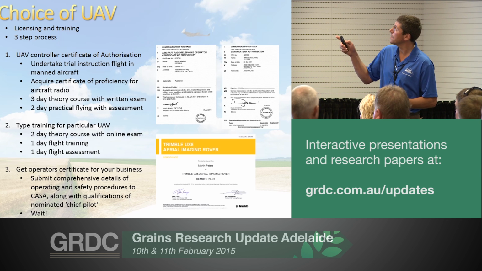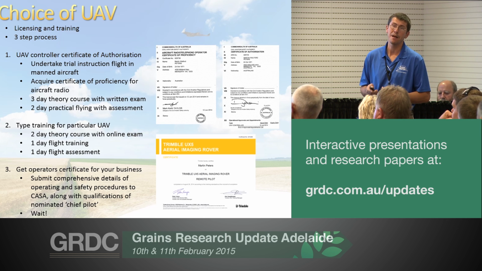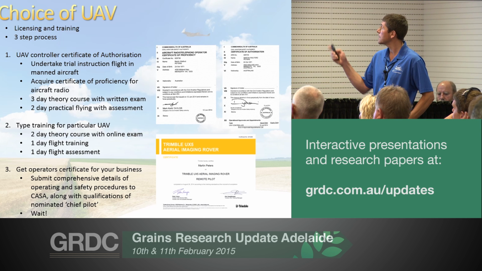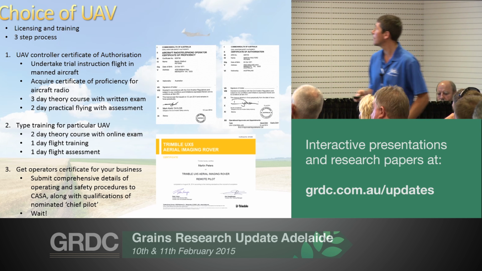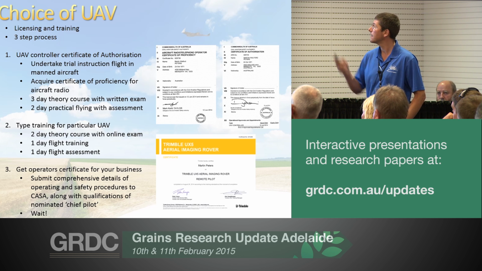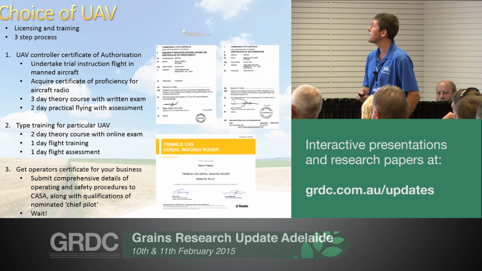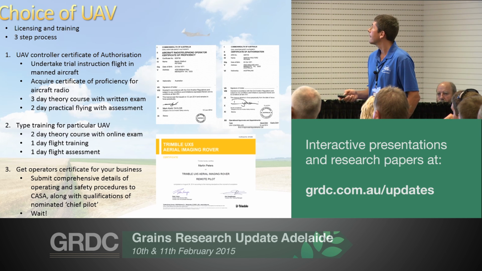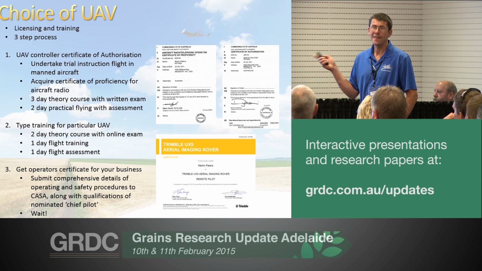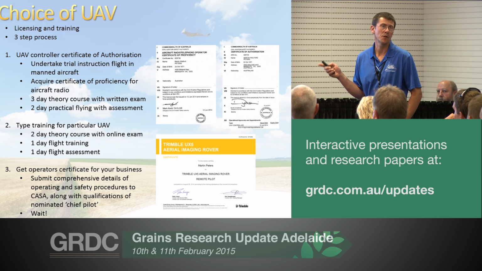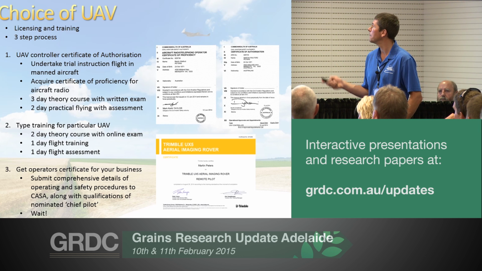So then for your particular UAV, you have to have type training that comes from the manufacturer. In my case, my Trimble UAV, the Trimble Operator Flight School, gives you that. That was another 2-day theory course with an exam, a day of flight training, and a day of flight assessment. So you can see I've already spent a couple of weeks and quite a lot of money before I've got anywhere. And now I could go and work for somebody else that has got an operator certificate, but I'm still not legally allowed to fly myself.